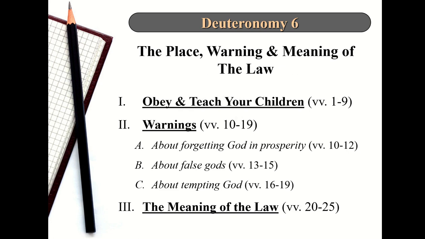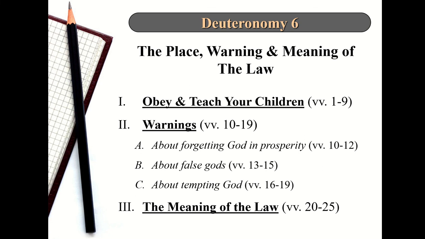Deuteronomy 6 was a favored section of the Jews called the Shema, based upon the word hear. This deals with the place, the warning, and the meaning of the law. They're to obey the law and teach it diligently to their children. He warns them, when you get into the land, you're going to have it better than you ever had it, and you'll forget about God in the midst of your prosperity. He talks about the meaning and the purpose of the law. When your children ask, what are these statutes all about?